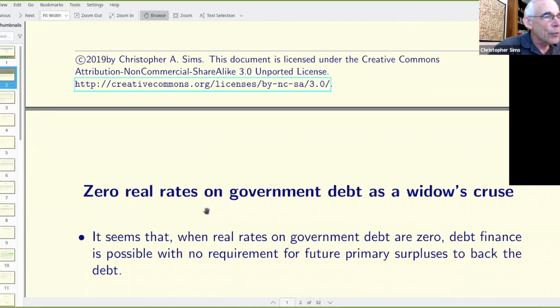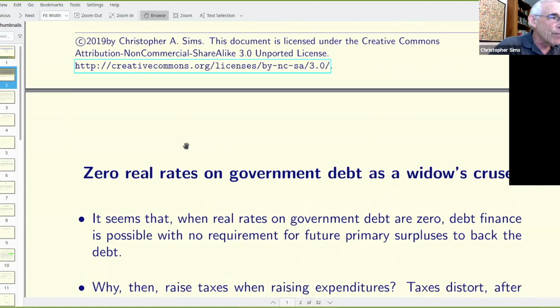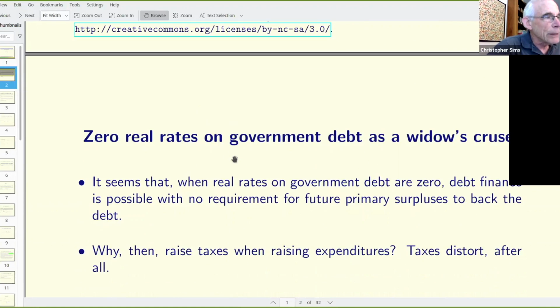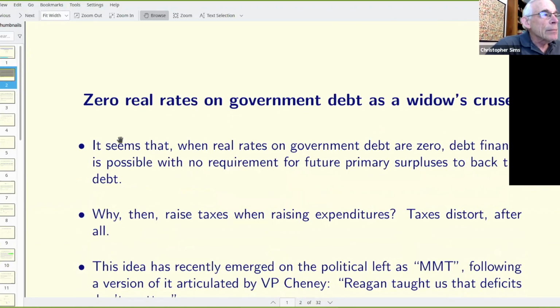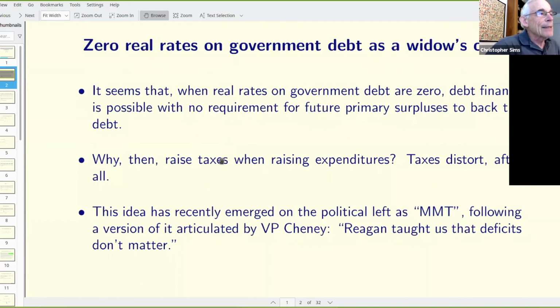So I'm going to talk about it a little bit informally, and then go through a simple but complete and closed dynamic equilibrium model to just make a few points. Zero interest rates on government debt, The Economist magazine characterized them on its cover a few weeks ago as free money, because it seems that when real rates on government debt are very low, essentially zero, debt finance is possible with no requirement for future primary surpluses.